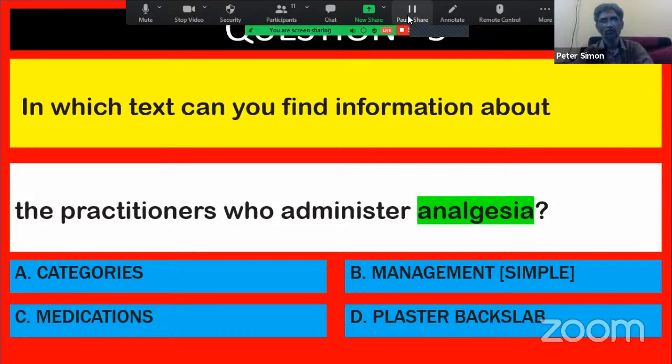Fifth question, question 005. And next, answers.